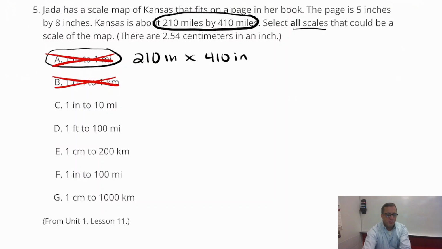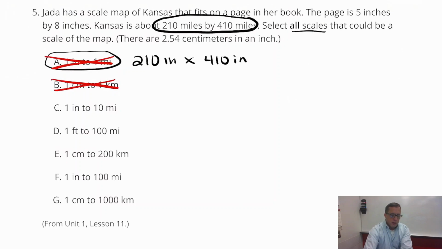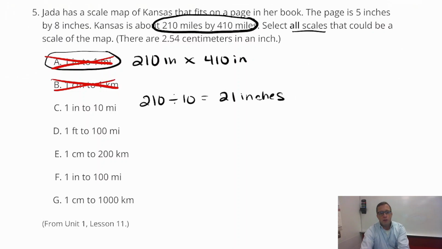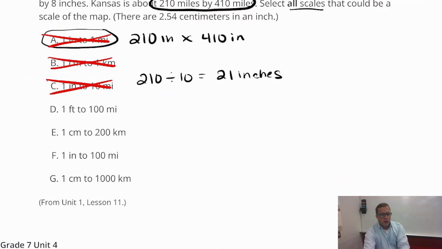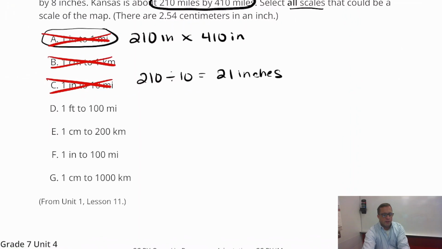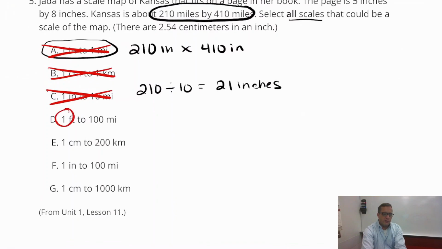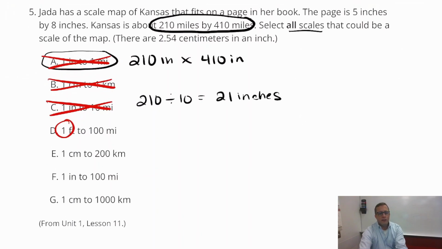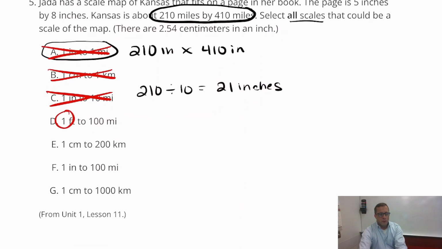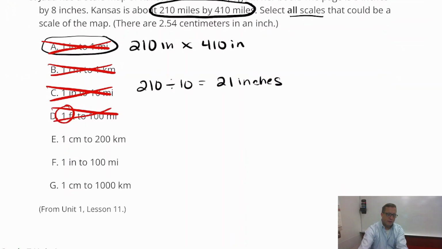1 inch to 10 miles. Well, it's breaking it down more. If we do 210 divided by 10, that's 21 inches. That's much smaller than 210 inches, but still not small enough to fit on the page. All right, 1 foot to 100 miles. That's not going to work, because that right there is one foot, so we'd need a page bigger than 1 foot.